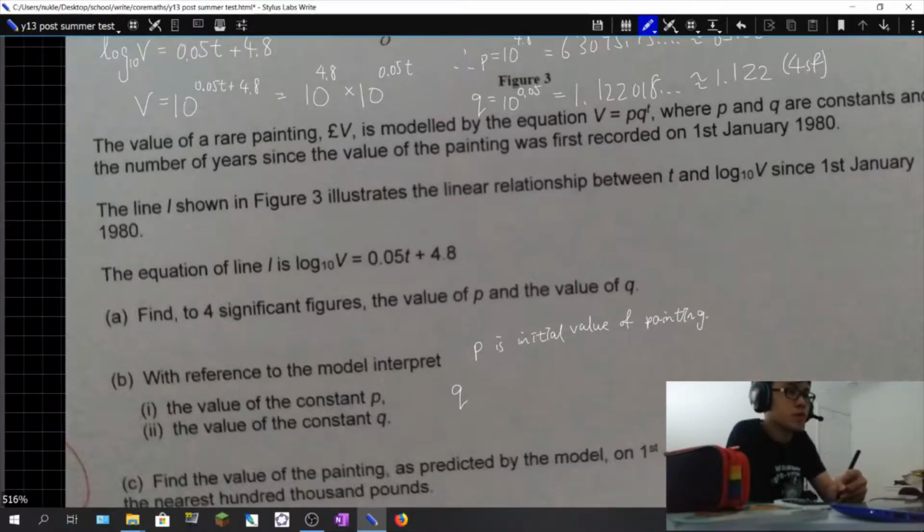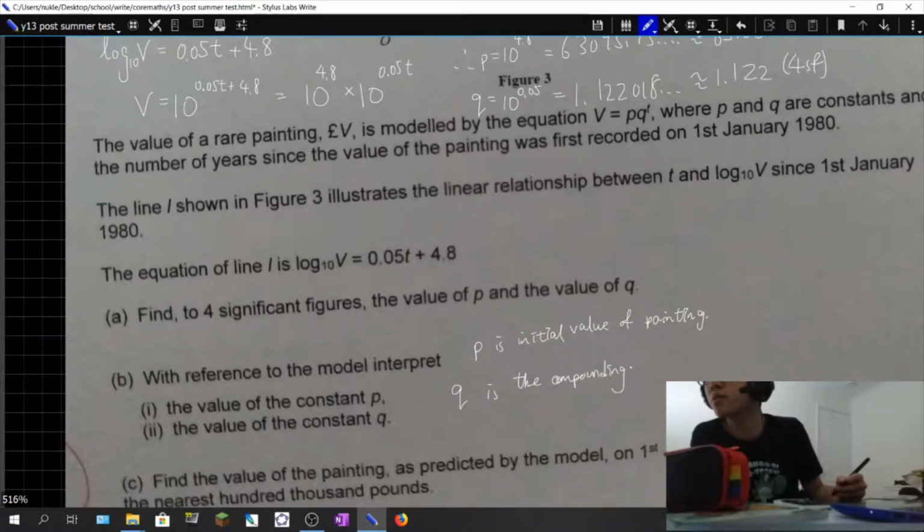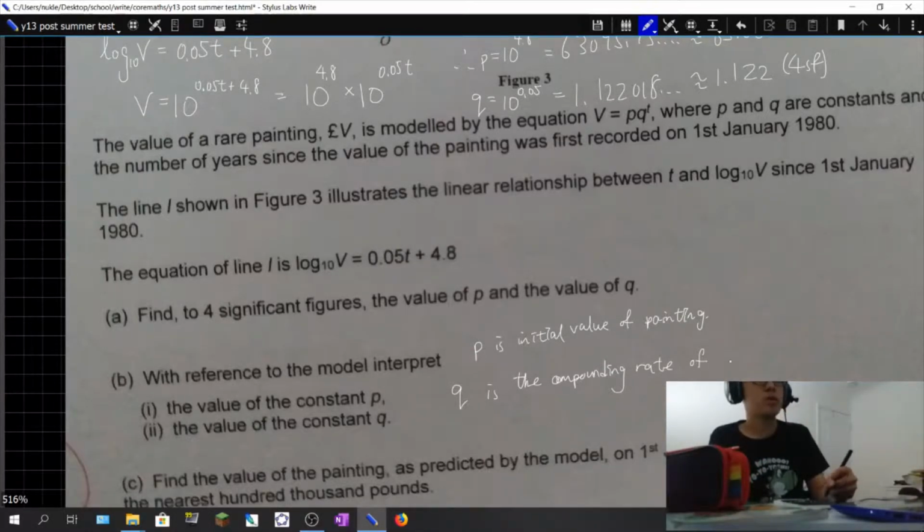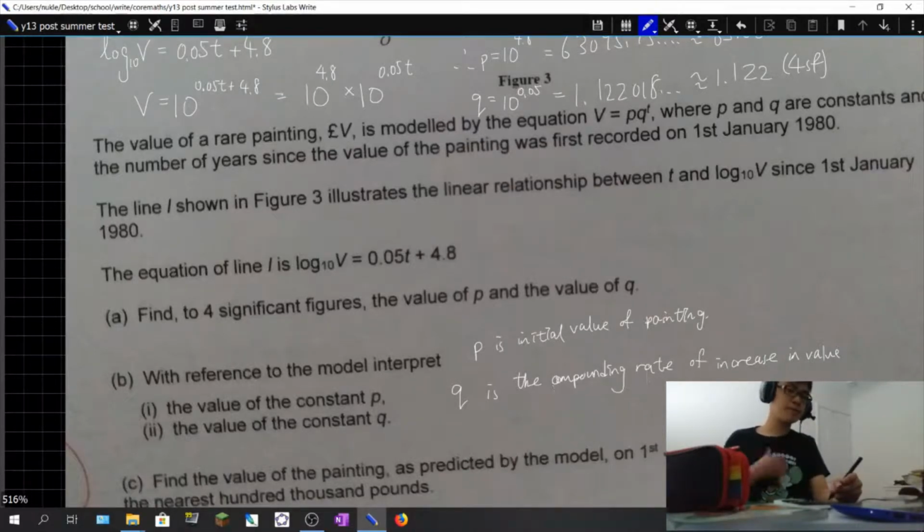Q is going to be like compound interest. You have a starting value and then you have a rate to some power. So Q is the compounding rate. You have to write compounding, I think that's what I did and I got the mark. Yeah, compounding rate of increase in value. If you don't write compounding rate, people might think you mean linear rate, as in q times t, and not q to the tth power. And that's different.